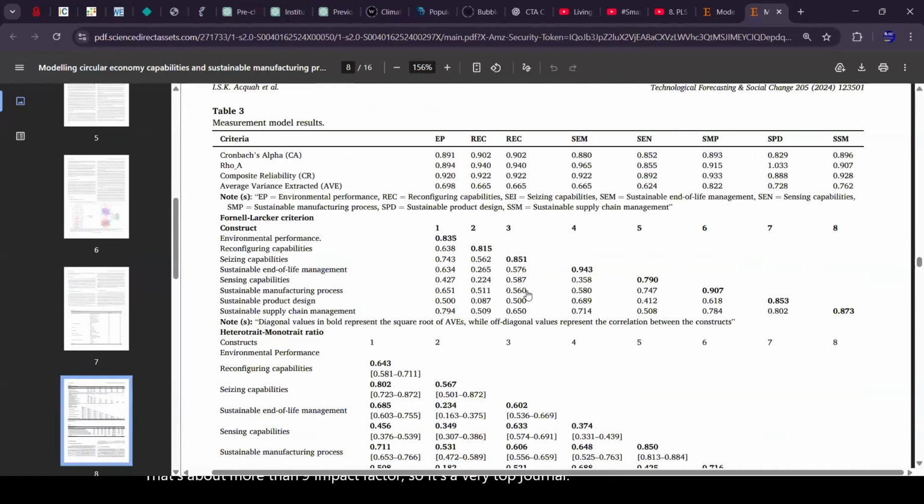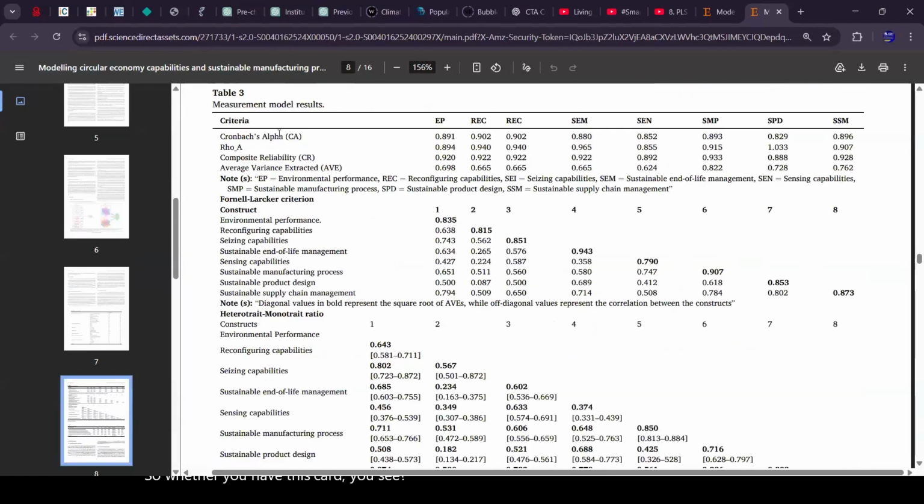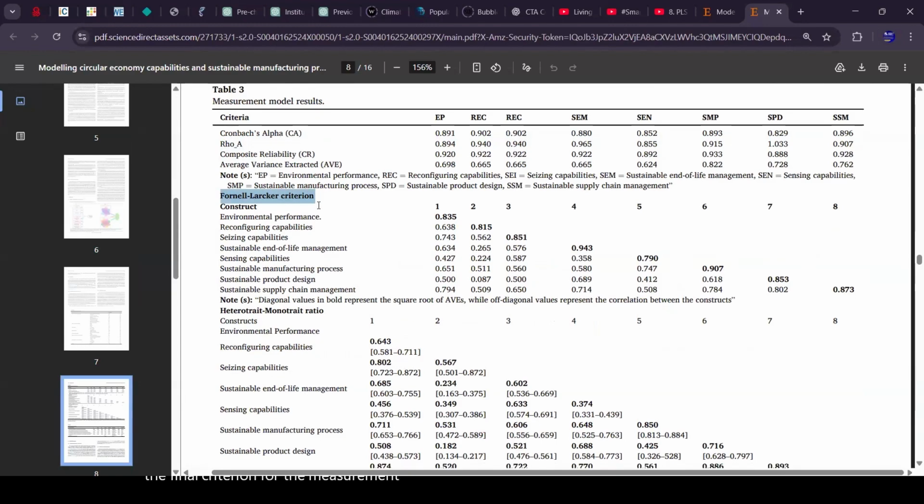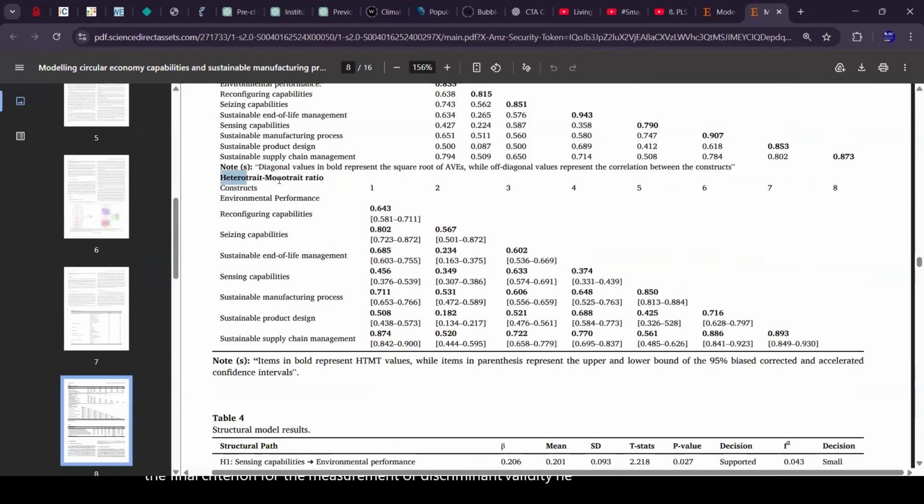So all that we have discussed, you see, this is the measurement model he did for Cronbach's alpha, the composite reliability. We have rho_A and rho_C. So this is the rho_C, and this is the rho_A. And then this is the Fornell-Larcker criterion for the measurement of discriminant validity. He also showed the HTMT ratio, this one.